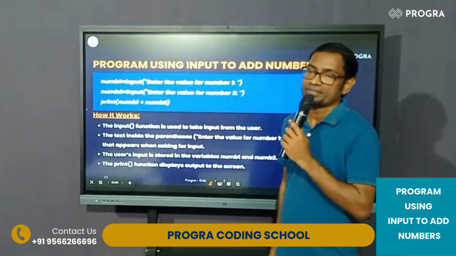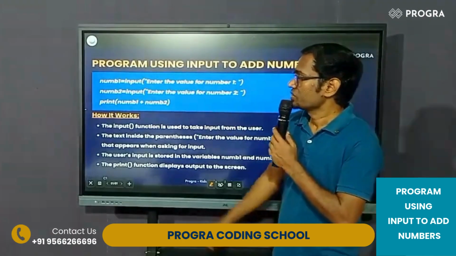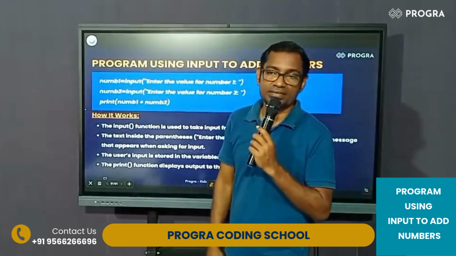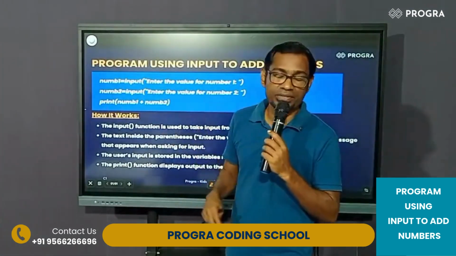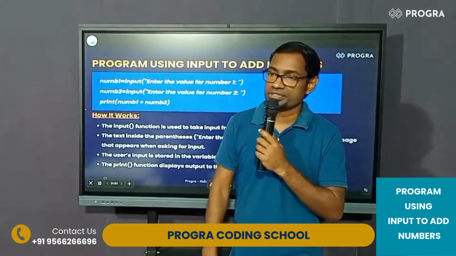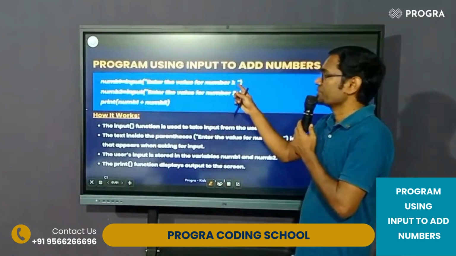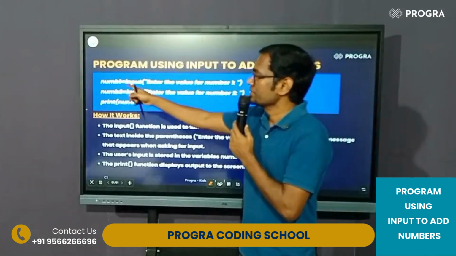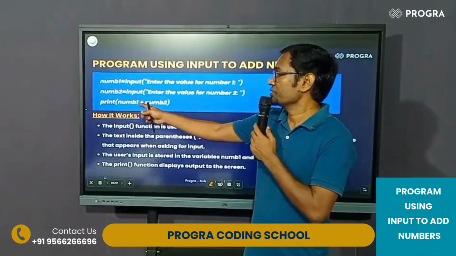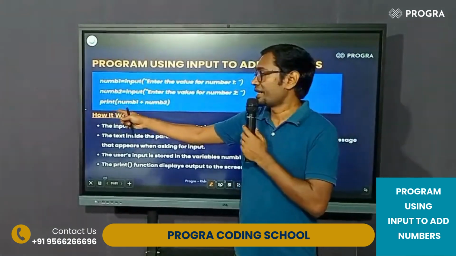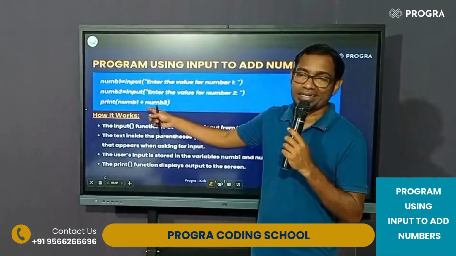In this program, we are going to use two variables and get the input from the user. We are going to get two inputs: the first input will be number 1 and the second input will be number 2, and then we are going to print the result by doing some addition.